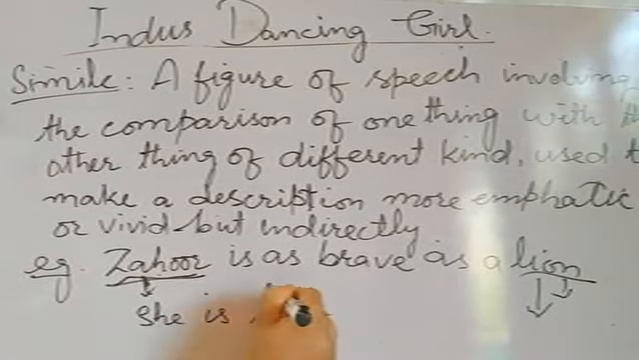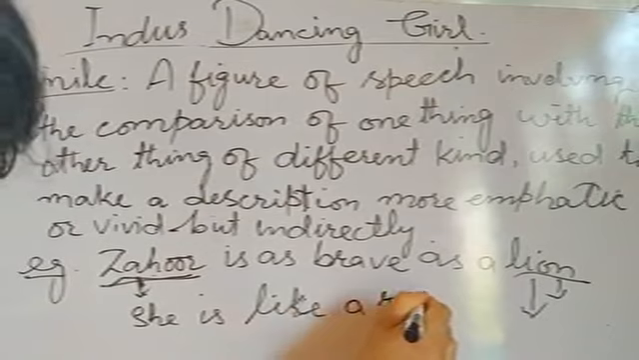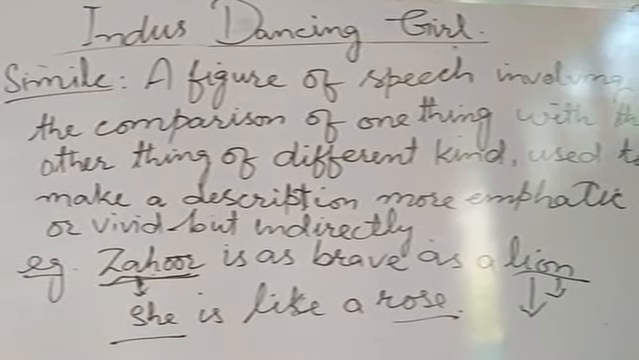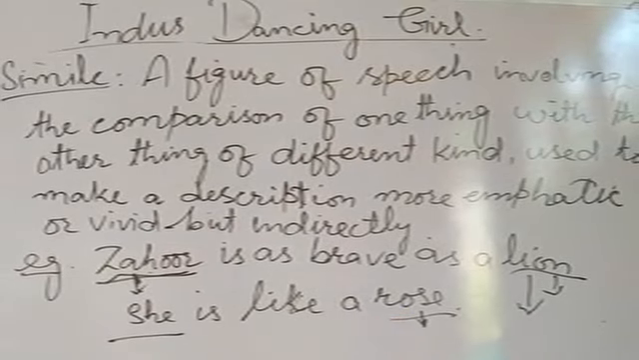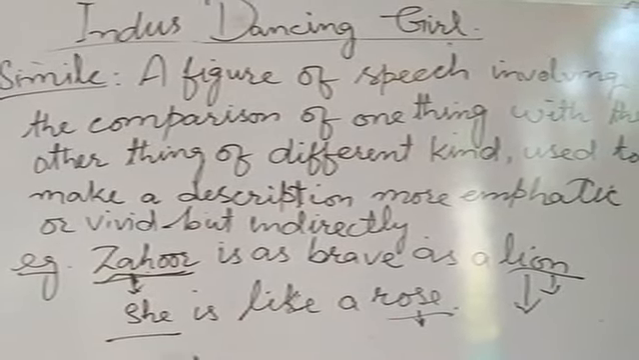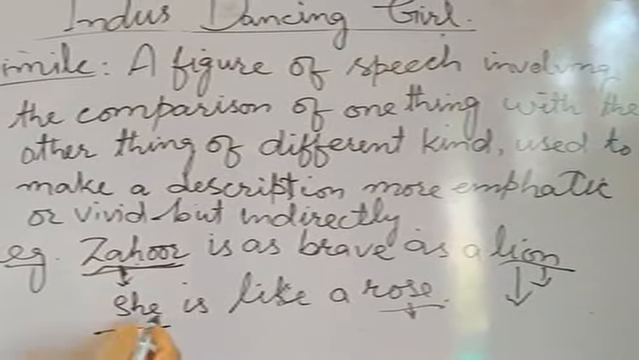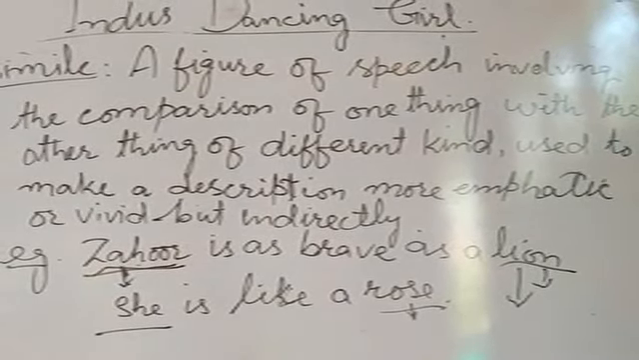She is like a rose. She is like a rose. I'm comparing a girl with a rose. Rose symbolizes beauty. She too is beautiful. I'm comparing these two things indirectly, showing that two things have the same qualities.